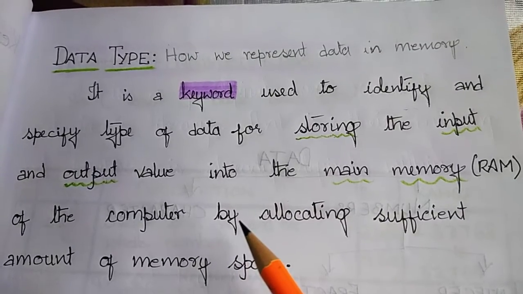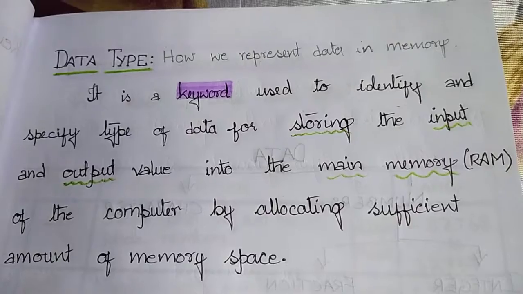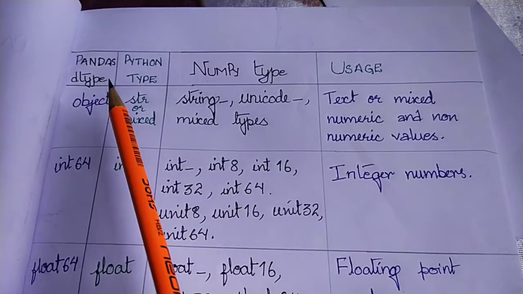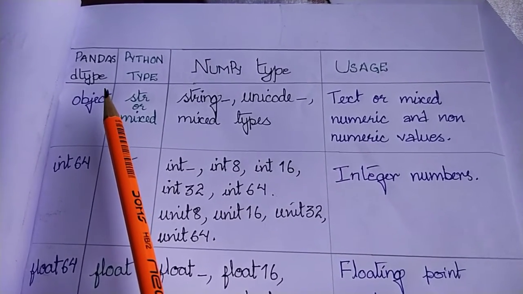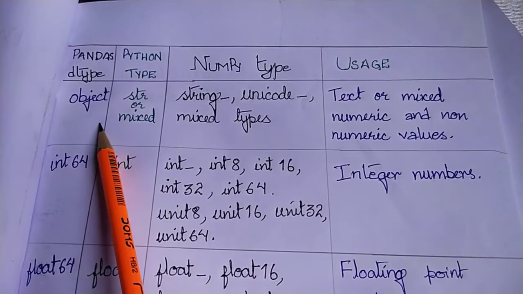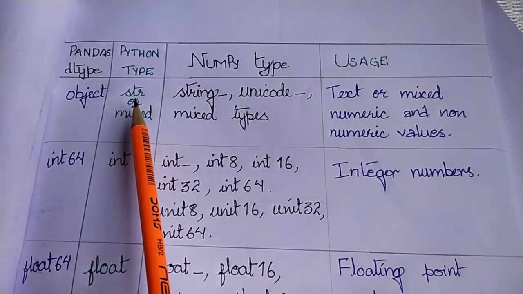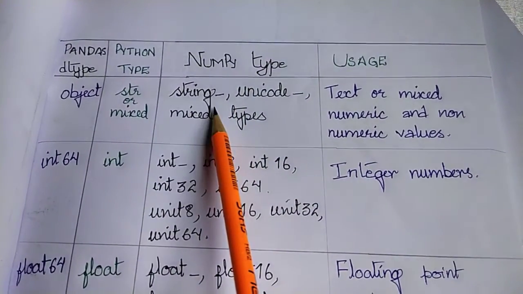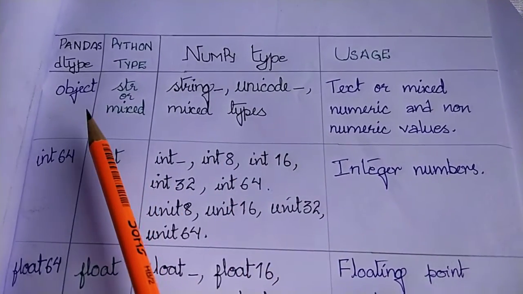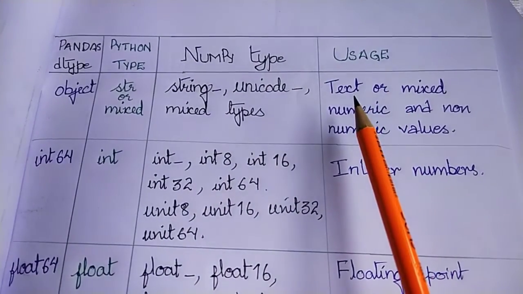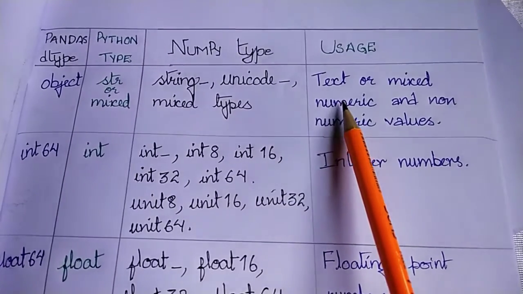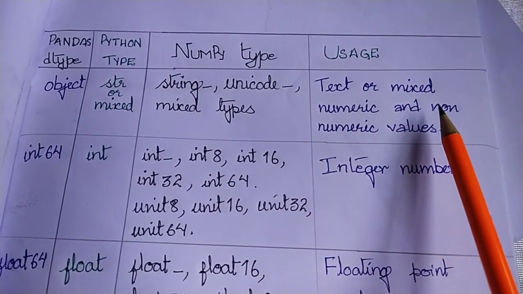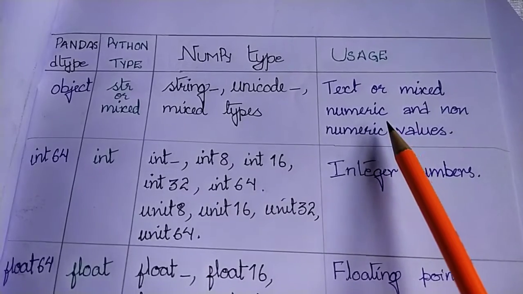So in Panda we have a few data types. Let me show you. These are the data types that you will be seeing in Panda. The first data type is object. In Python, this type of data is known as str, that means string or mix. In NumPy, it is known as string or Unicode or mix type. And this object data type we use when we require to store text values, or mixed numeric and alphabet values, or non-numeric values.